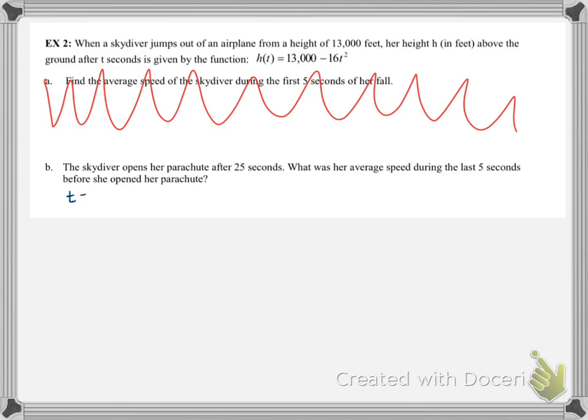So let's start with our inputs. We are asked what her average speed was during the last 5 seconds before she opened her parachute. So what is the end of my time period?